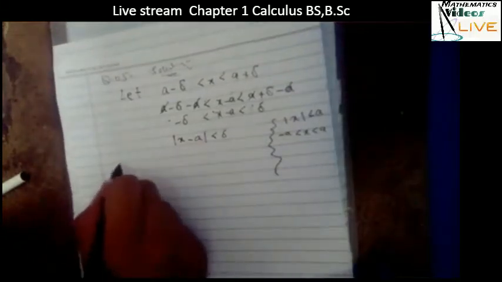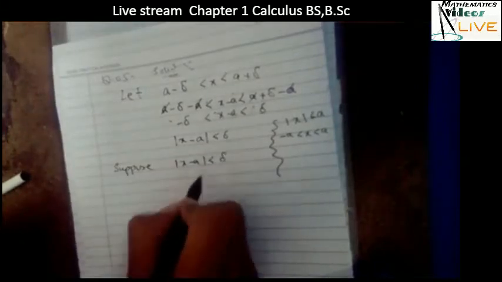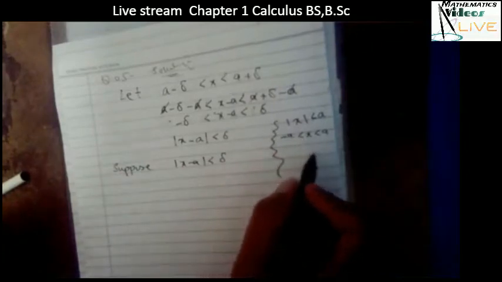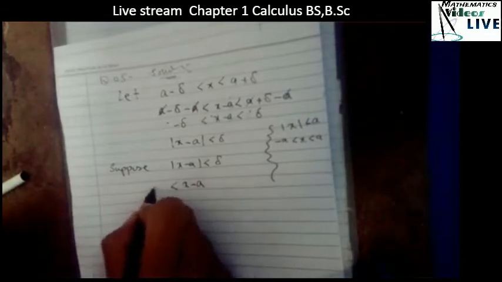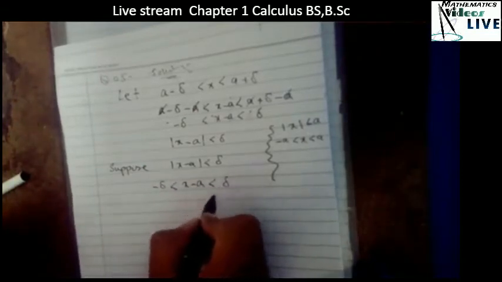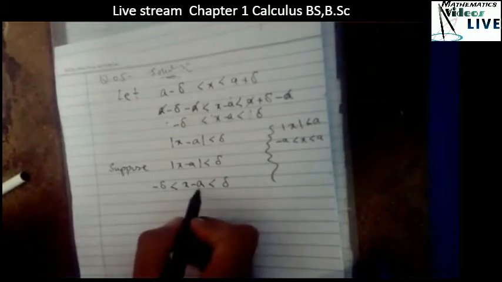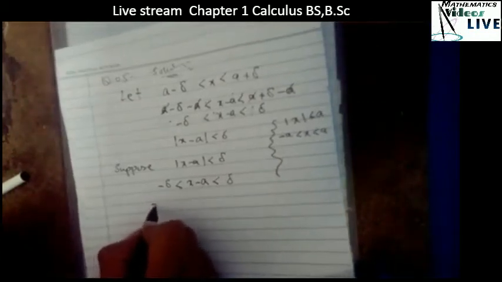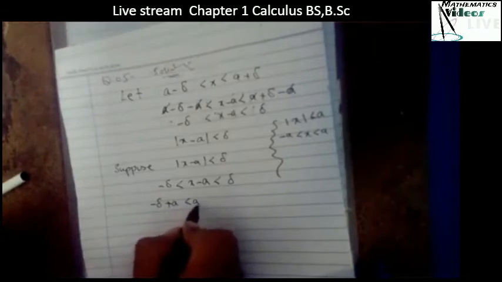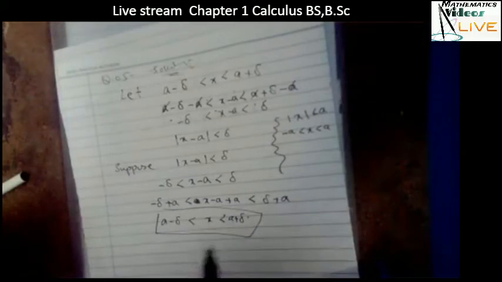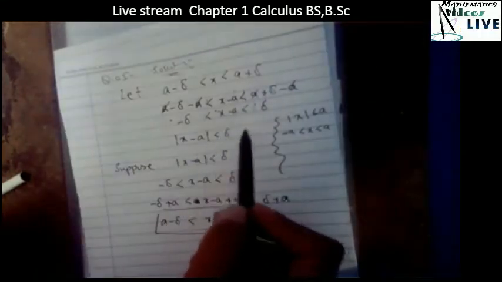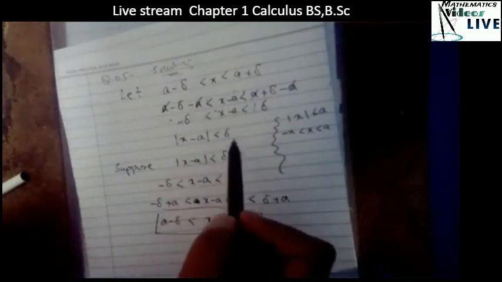Now we will suppose this is true, that is, mod of x minus a is less than delta. Now by making use of this definition, you get x minus a greater than minus delta and less than plus delta. You have to remove minus a from here, therefore you will add a on all sides of this inequality, x minus a plus a, delta plus a, and the result is a minus delta is less than x is less than a plus delta.